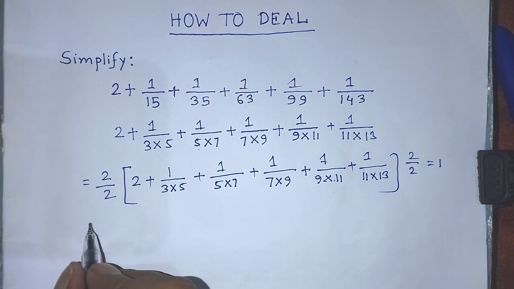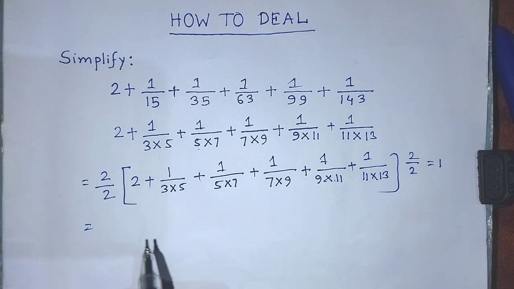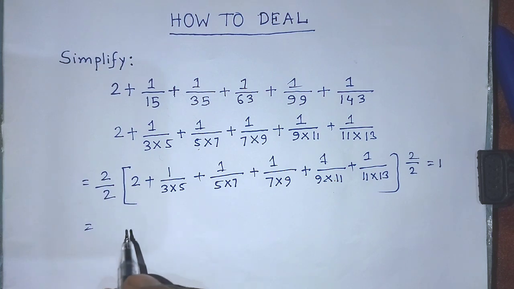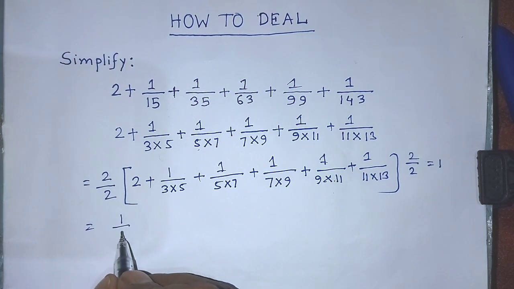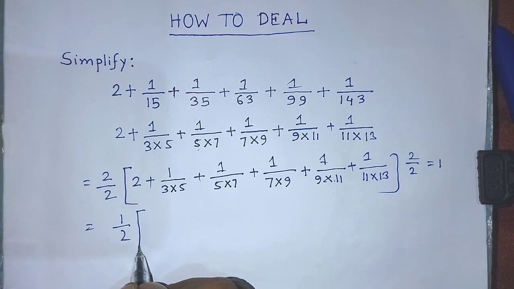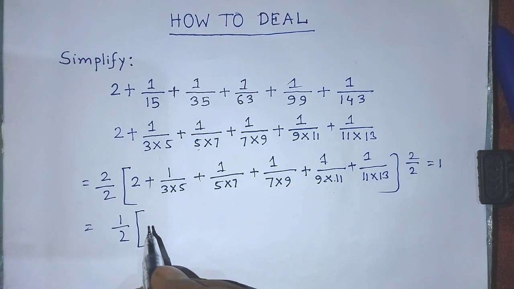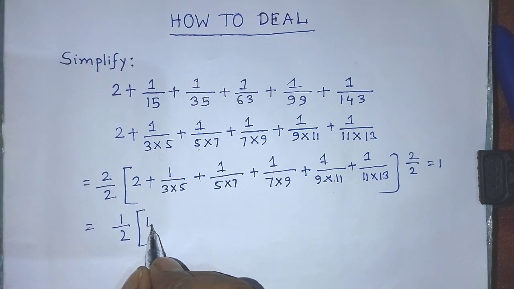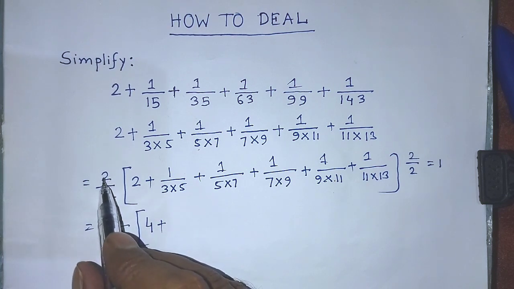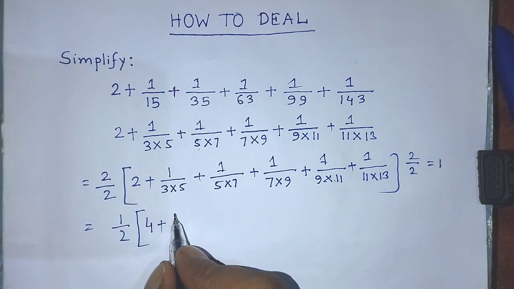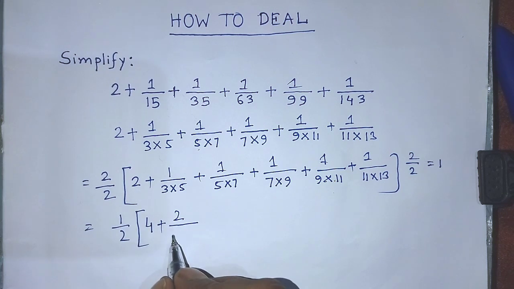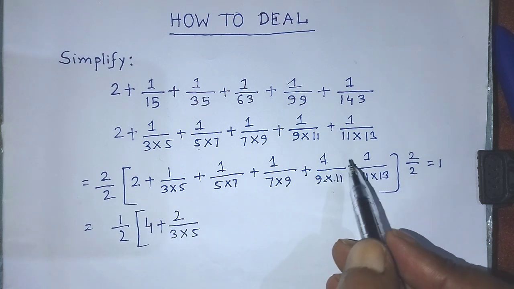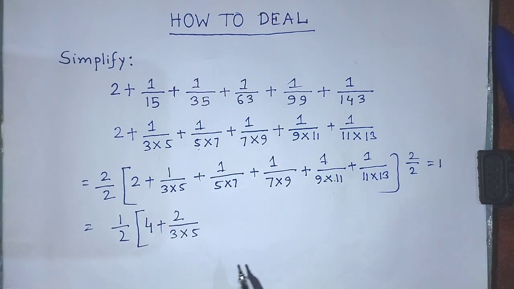And we can multiply each numerator of this fraction by 2. So we write 1 over 2, and inside this third bracket, if you multiply 2 with 2 then you get 4, so you write 4 here. If you multiply 2 with 1 then you get 2, so you write 2 over 3 into 5. So we have to multiply 2 with all numerators of this given fraction.